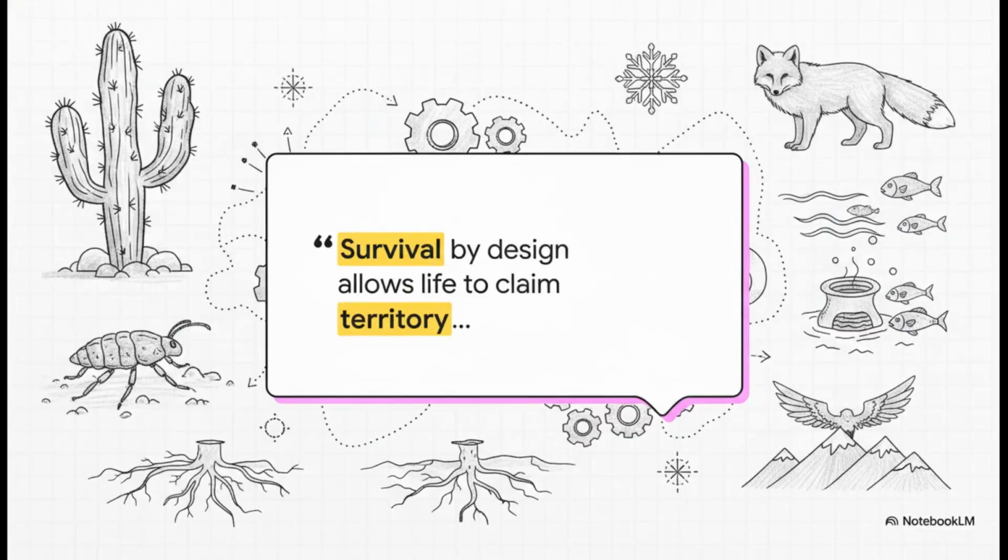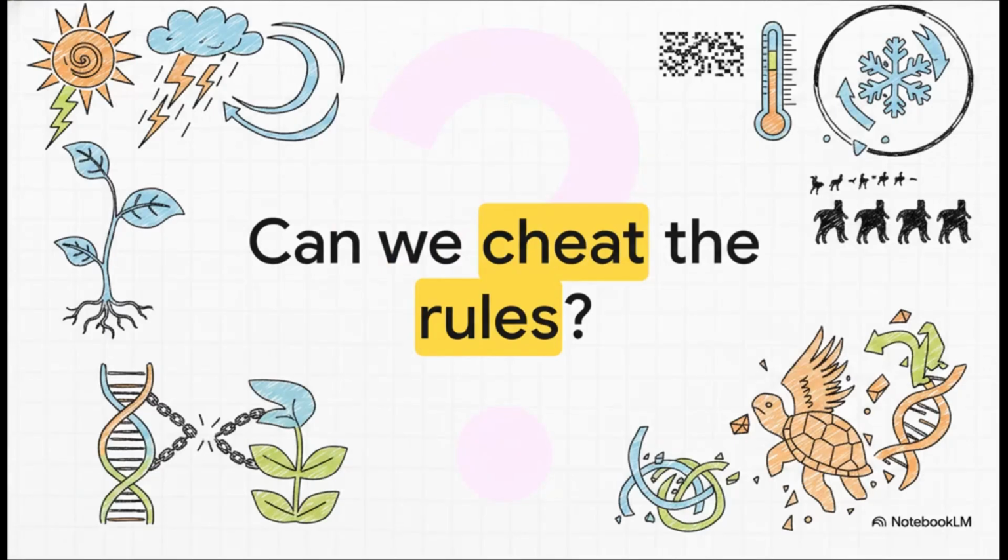ecosystem. To sum this all up, survival by design allows life to claim territory in environments that would otherwise be impassable. These adaptations aren't just quirks, they are literal biological assets. They serve as the internal and external engineering required to make survival possible in the absolute harshest corners of the map. But all of this brings us to a massive, looming question.